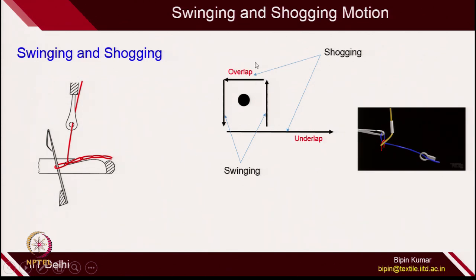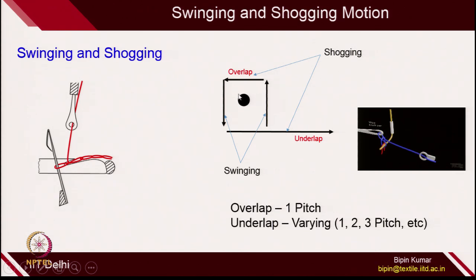So, the first shogging motion, which is on the front side of the needle, is called overlap, and the second shogging motion, which is at the back side of the needle, is called underlap. So, you can see it in the figure. After swinging, the guide bar swings and then it is shogging on the front side. This is shown here in this animation. So, it first swings and then shogs and then again swings back. After that, it is doing the motion at the back side.